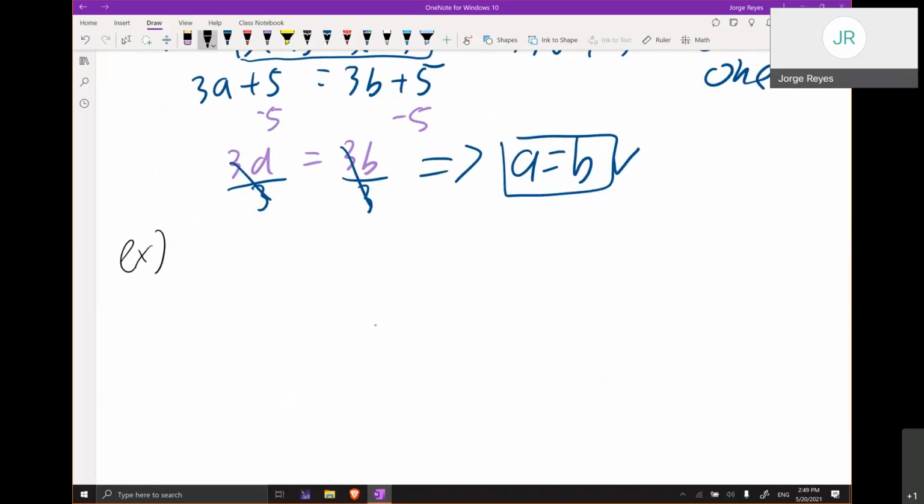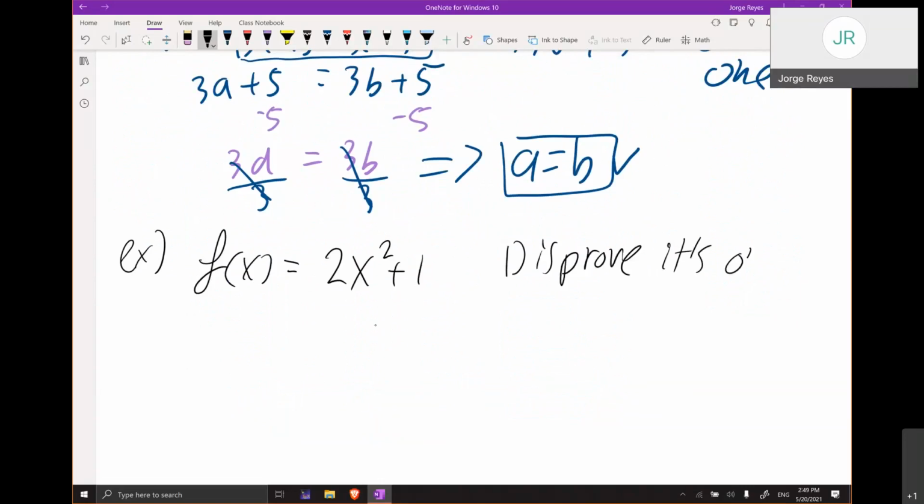Disproving stuff though, that's not that hard. Okay, so here I have a function, 2x squared plus 1. I want to disprove it's one-to-one. So how do I do that? Well, to disprove something is one-to-one, you just need a counterexample. So you can just show me two points that get mapped to the same place, and then it'll be good.